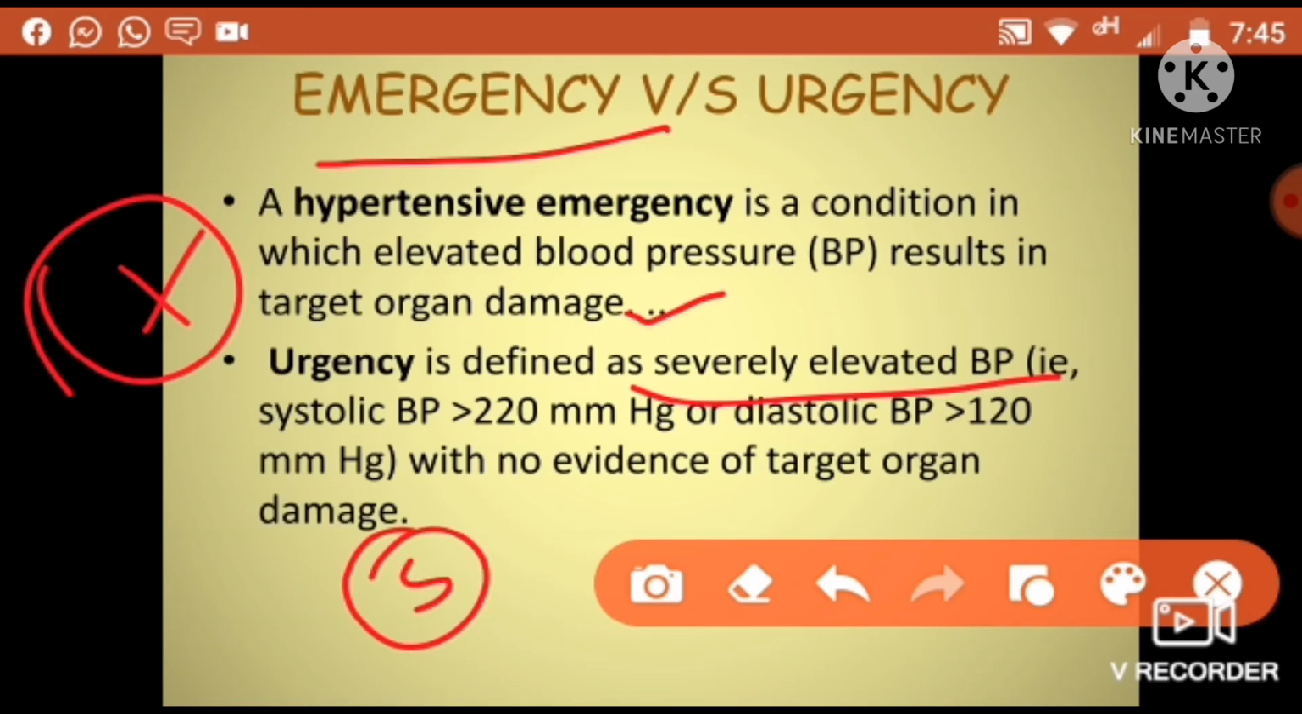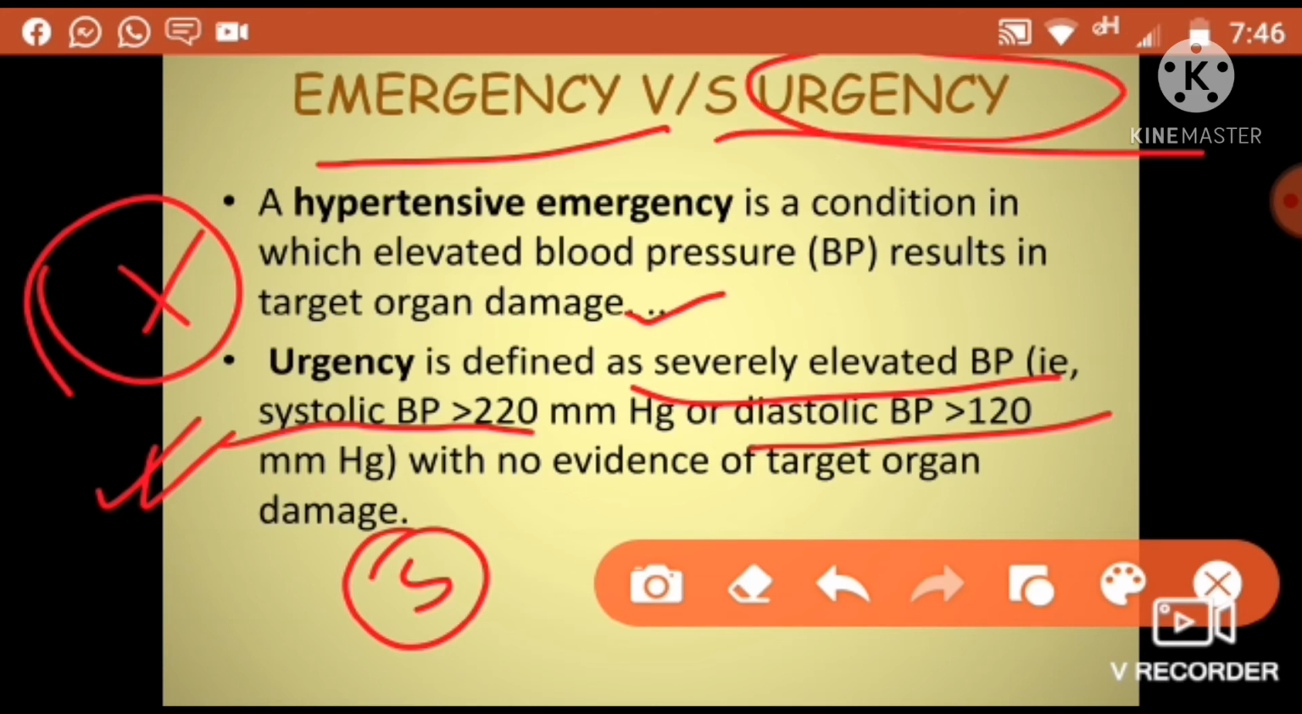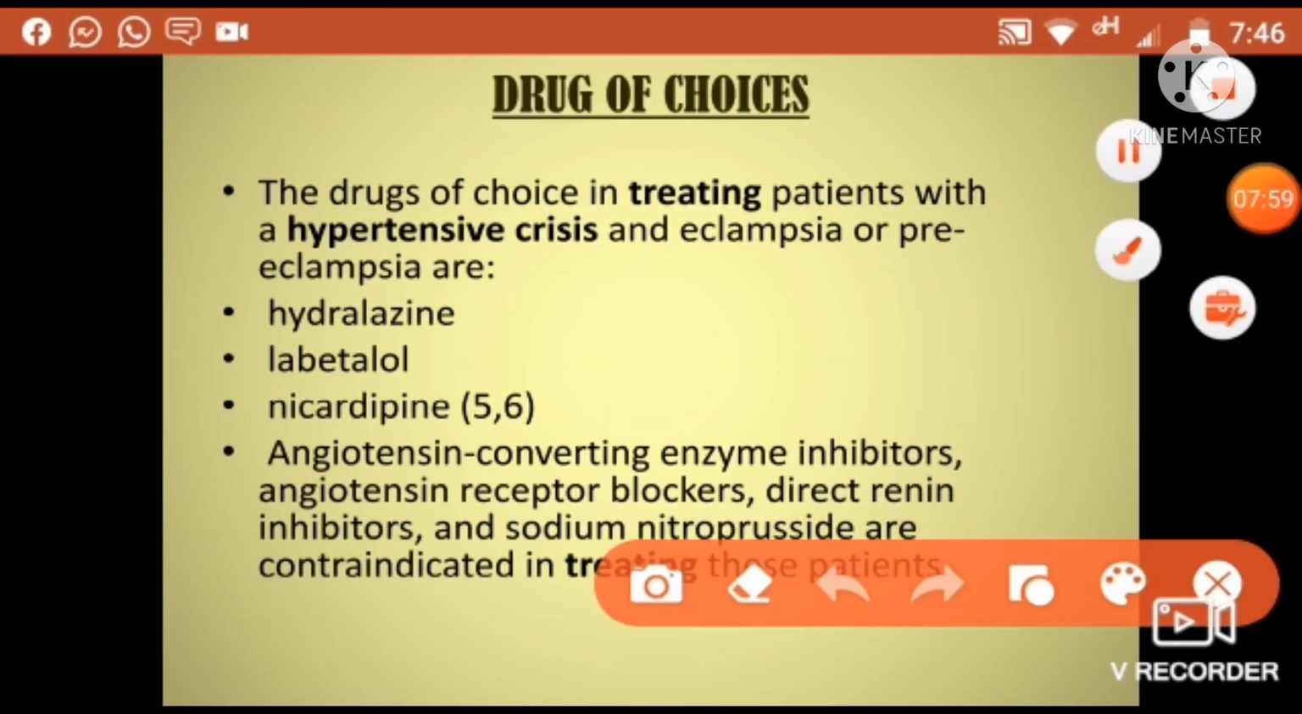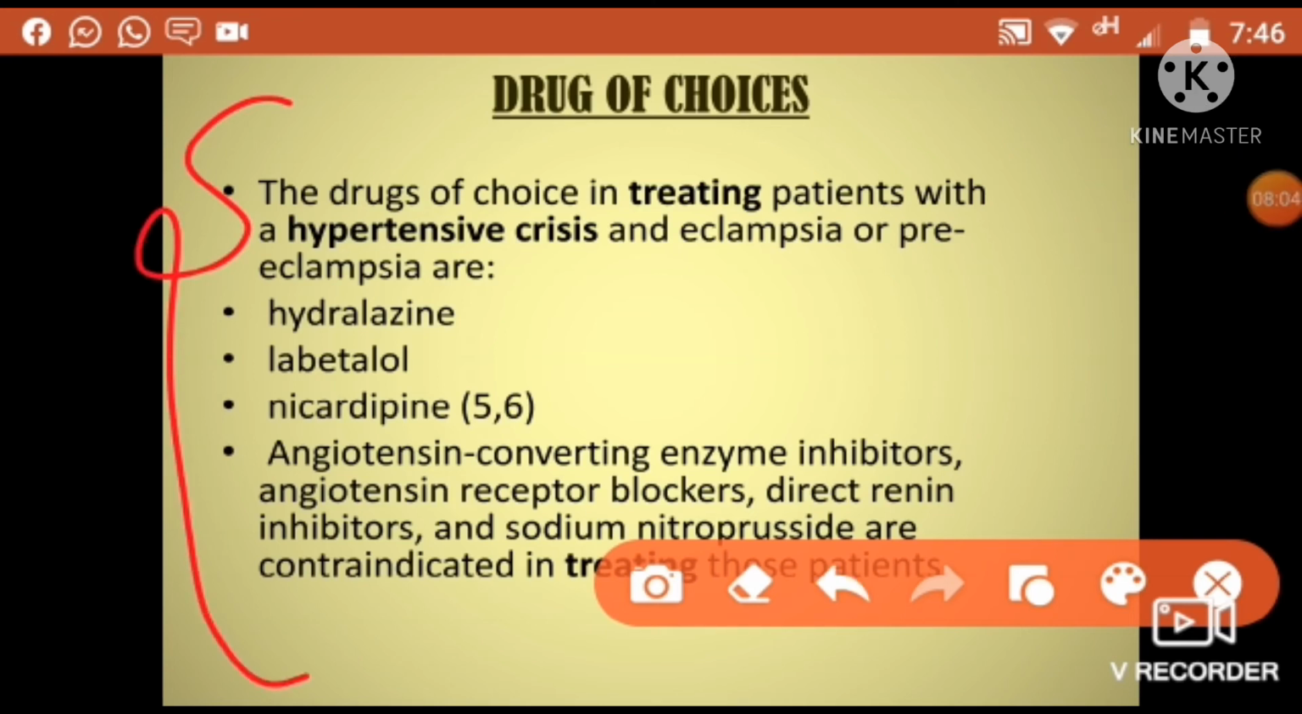In this, systolic blood pressure is greater than 220 millimeters of Hg. We automatically recognize that we are suffering from urgency, and if our diastolic blood pressure is greater than 120, we also recognize that we are an urgency patient and we have to treat this by going through a specialist or doctor. What are the drugs of choice? There are many drugs of choice. We are only naming them here because in the next slide we are going to discuss all of these in detail.